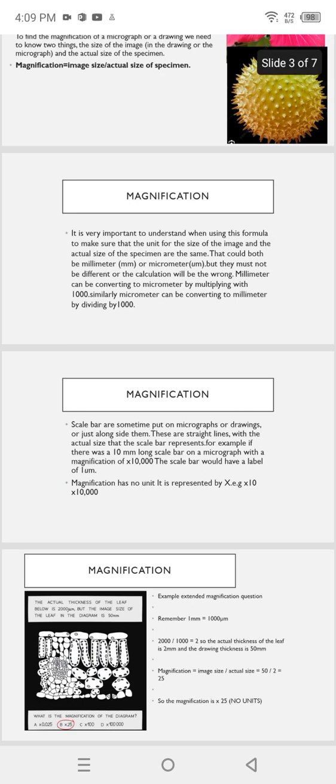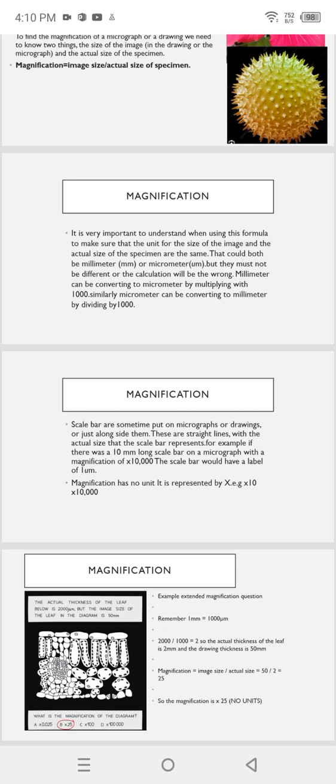Now we can discuss an example. The actual thickness of the leaf below is 2000 micrometers, but the image size of the leaf in the diagram is 50 millimeters. Now we can change 2000 micrometers to millimeters. 1 millimeter is equal to 1000 micrometers, so 2000 is equal to 2 millimeters. So the actual thickness of the leaf is 2 millimeters and the drawing thickness is 50 millimeters.